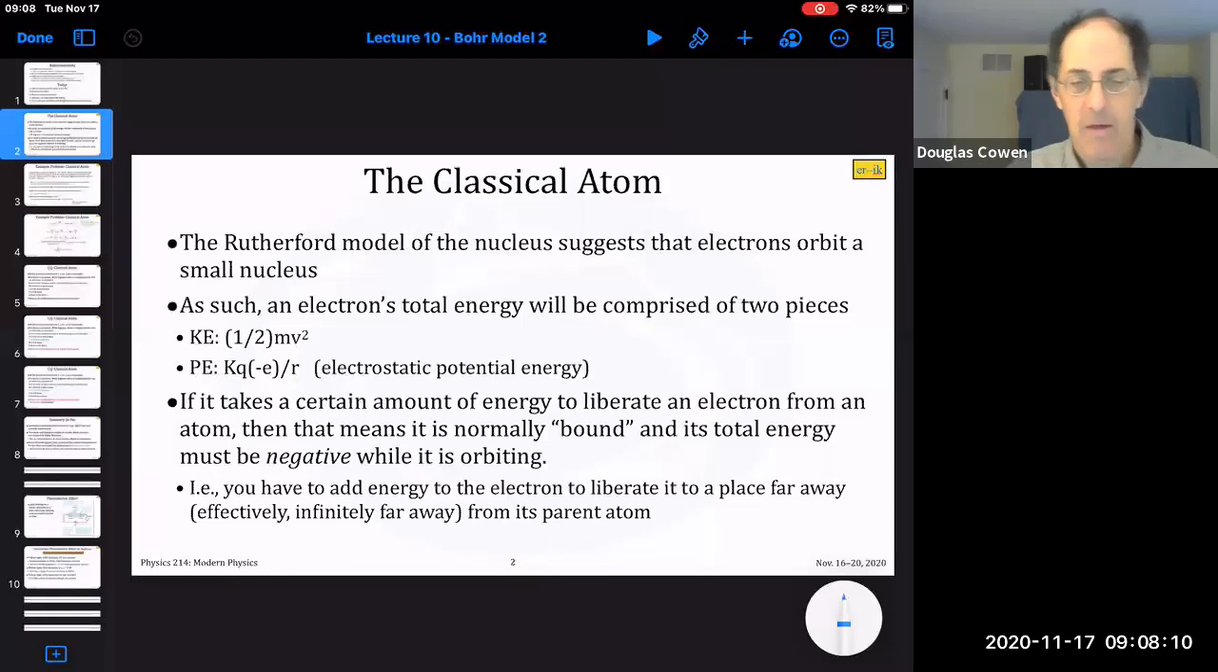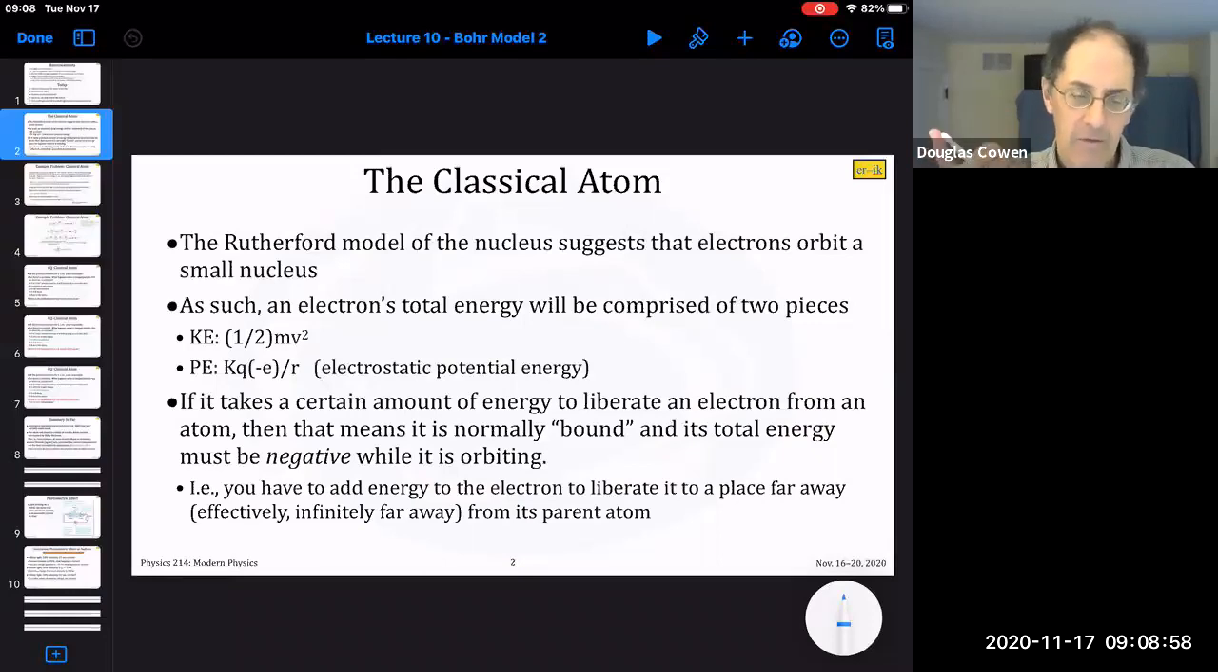So evidently, matter in general, and gold in particular, was not this amorphous blob of the plum pudding model, but rather must have had some hard nuclei, some very dense objects surrounded by sort of fluffy electrons. So with this idea in mind, since the model that most people would have had back then was that of the solar system, where you had the Earth going around the sun, they assumed that electrons would orbit the nucleus in the same way. And as such, the electron would have a total energy that would have two terms.